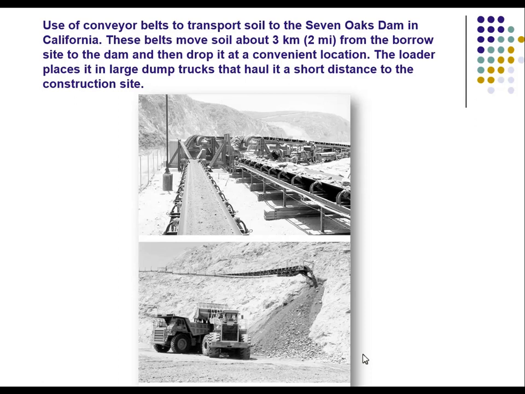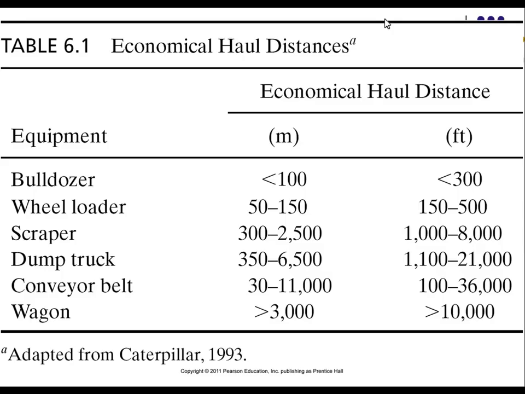And here is the conveyor belt built for a dam in California, where the distance of transporting the sediments from the site was around 2 miles. So trucks are not really a good alternative, and conveyor belts were used. And here again from Caterpillar, depending on the economical haul distance in meters, they are suggesting different types of equipment which can be used.